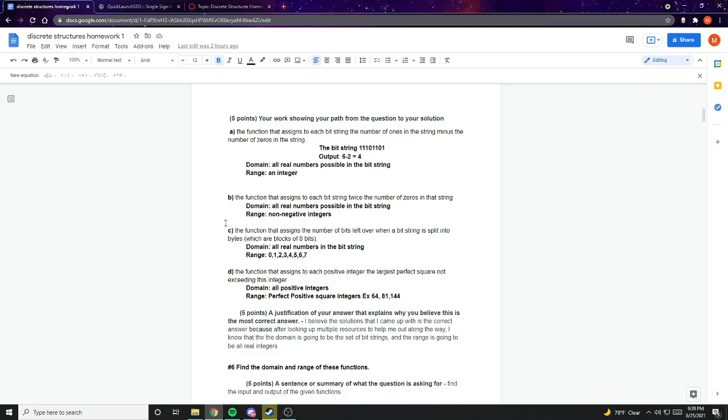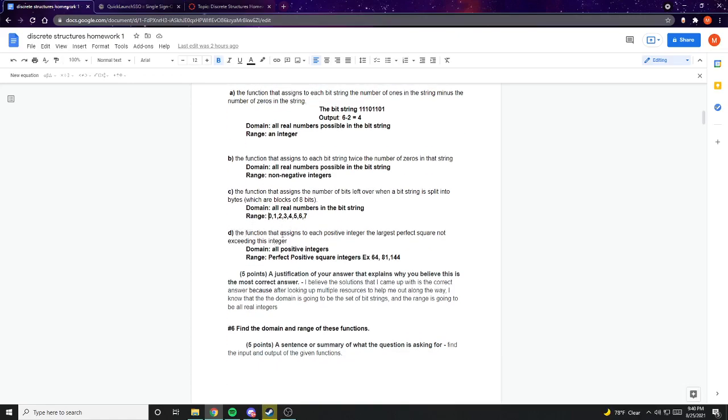For C, the function that assigns the number of bits left over when a bit string is split into bytes. So the domain would be all real numbers in the bit string, and the range is going to be 0 through 7, because whenever it goes into a byte, I'm pretty positive that it basically takes away 1 from the 8, which is why it's not exactly 8, it's 0 through 7.